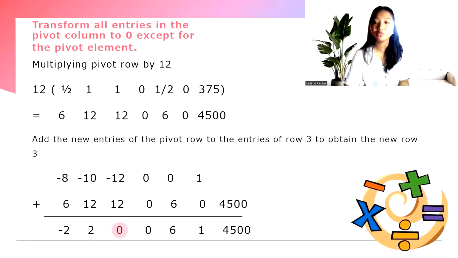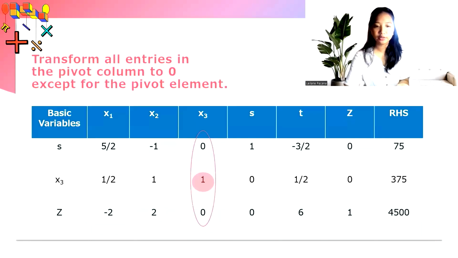So as you can see, we have to put our new row 3 now in our table. As you can observe, we already transformed it into 0 except for the pivot element. However, we have to observe now the bottom row if there is still a negative entry. As you can observe, we still have negative 2 as our negative entry. That means this is not yet the end because we have to do the same process again, because we have to maintain that there is no negative entry in our bottom row to obtain the optimal solution.